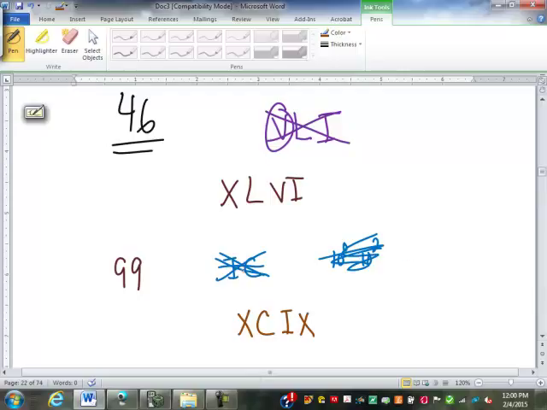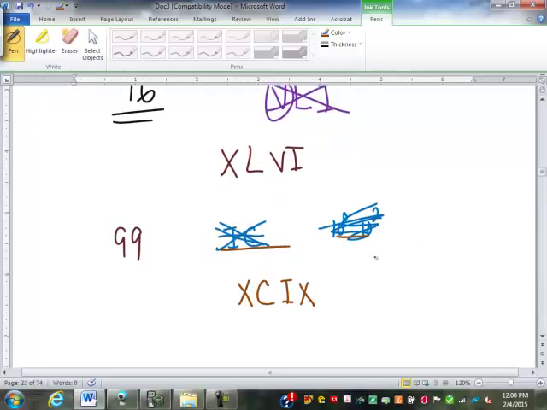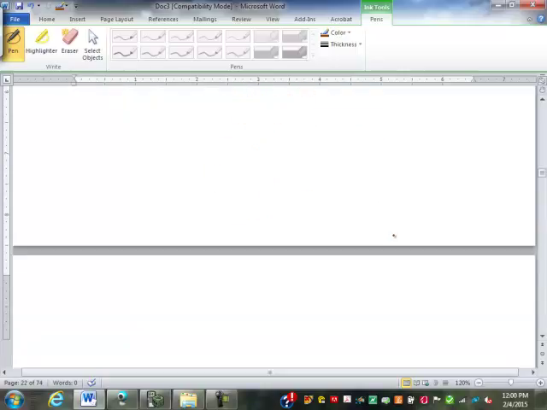I could think of a lot of ways to make this system more efficient and user-friendly, but that's just the way they did it. So let's take a look at interpreting some Roman numerals, and then we'll take a look at converting some standard numbers into Roman numerals. So let's do CM, LIX.